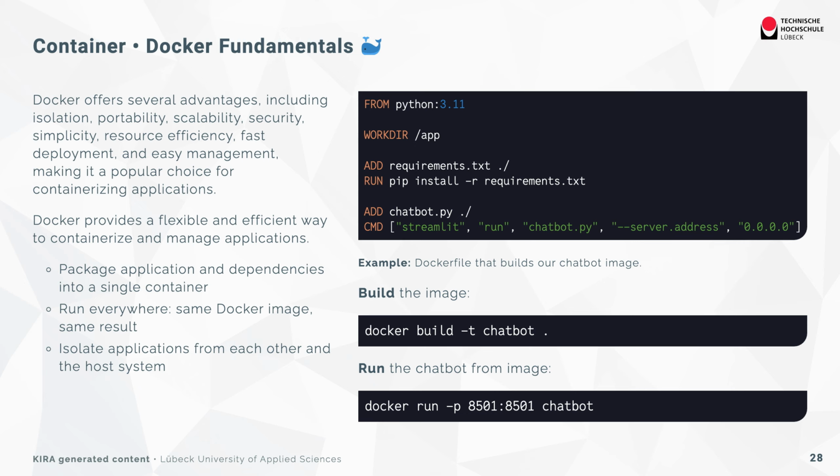Once the image is built, we can run it using the docker run command, mapping port 8501 on the host machine to port 8501 in the container. This allows us to access our chatbot from outside the container. But we can also deploy this container image in a Kubernetes environment, which we are providing for this hackathon.